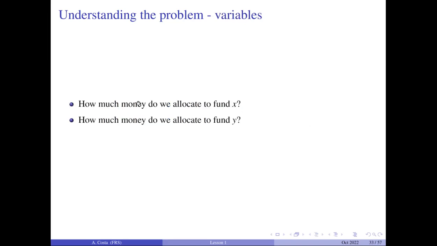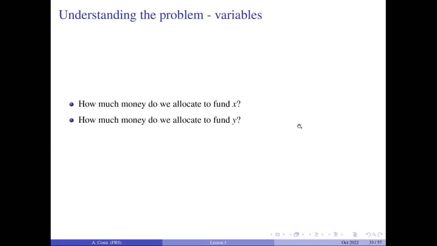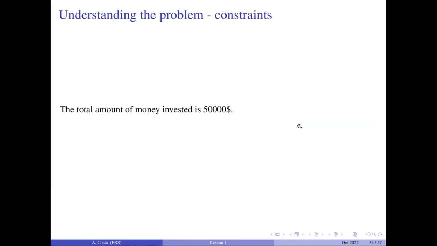What about the variables? Well, the variables, remember, they represent what we will know after solving the problem. And in this case, it is how much money we want to allocate to fund X and how much to fund Y. And we also have a constraint. The constraint is that the total amount of money invested is 50,000. There is another constraint, actually, that both the allocations to fund X and Y are non-negative. Otherwise, we will be doing short selling. But this is another thing. Let's just keep it simple.